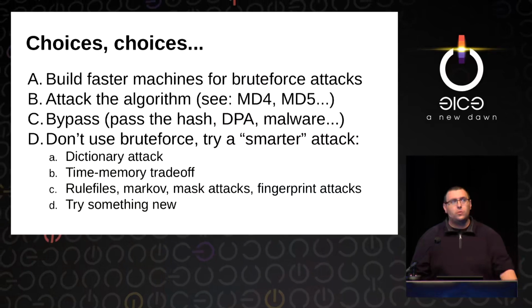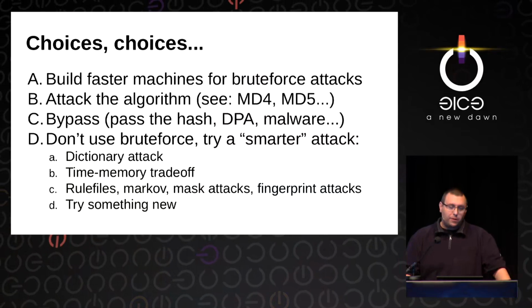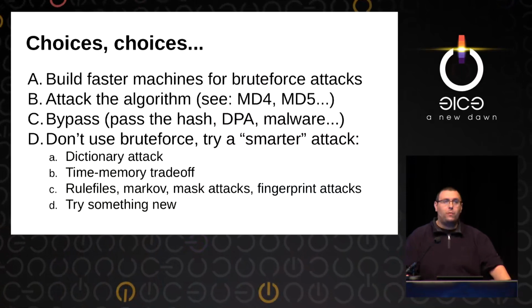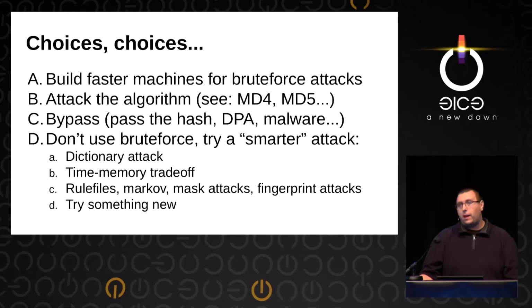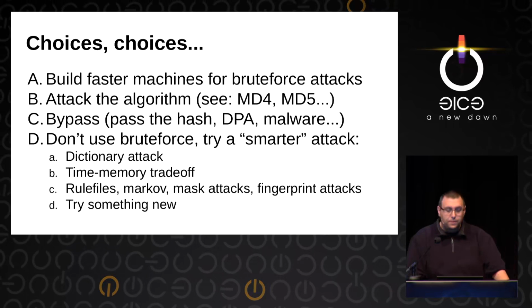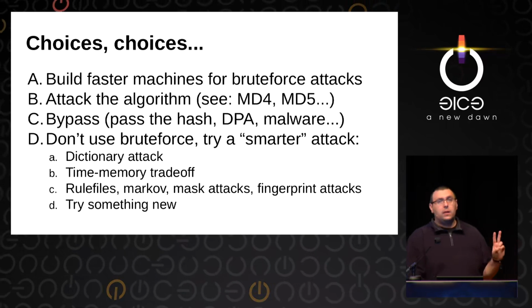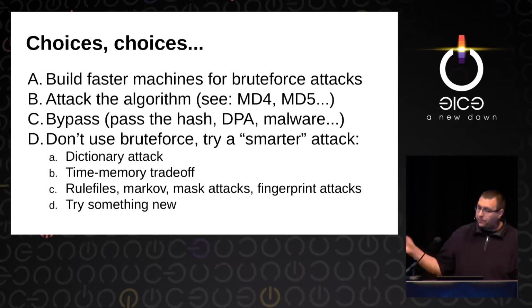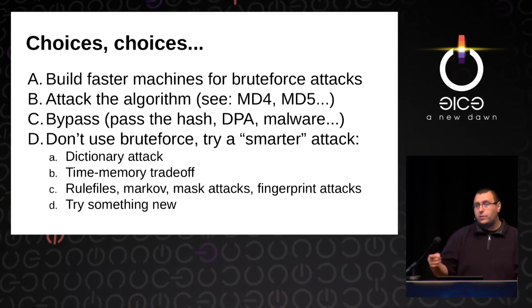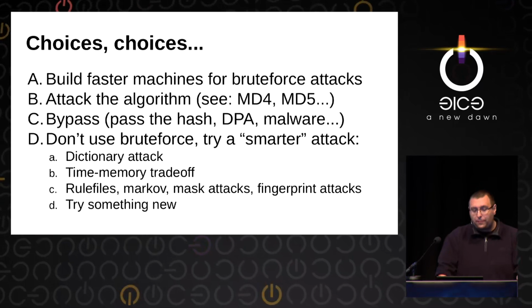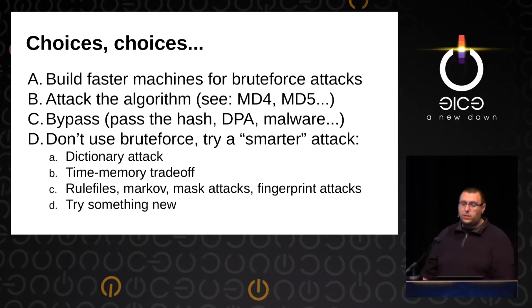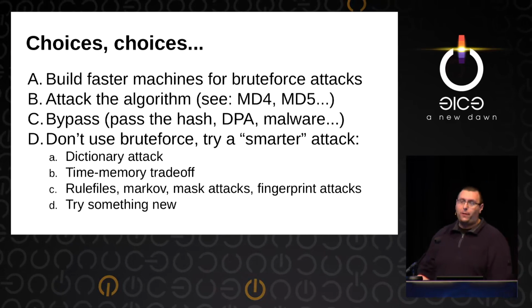So, what choices do we have when we want to crack a lot of hashes or crack passwords? First is always the simple one and always the most fun one: build a faster cracking machine, like multiple GPUs, multiple processors, building clusters, and so on. The second way is to simply attack the algorithm. For instance, the MD4 algorithm was known to be breakable with a pen on a piece of paper.